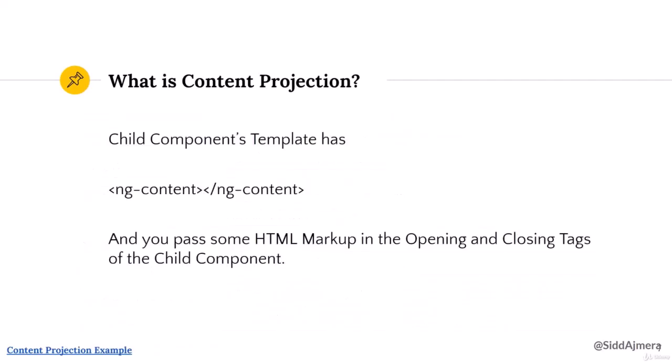Content projection is somewhat similar to ng-transclude if you come from an AngularJS background, but you can just think of it in this way: if the child component has this special tag, ng-content, and you pass some HTML markup in between the opening and closing tag of a particular component selector, then that is the projected content that will get projected onto this child component. And that's basically what content projection is.